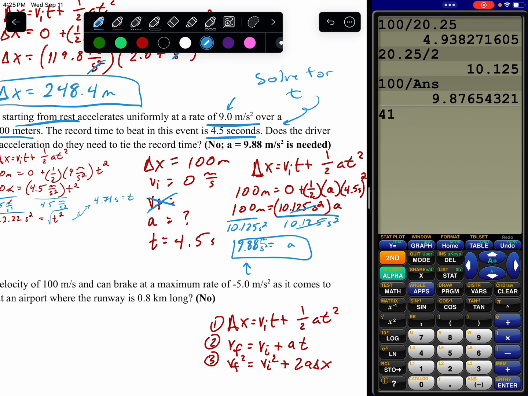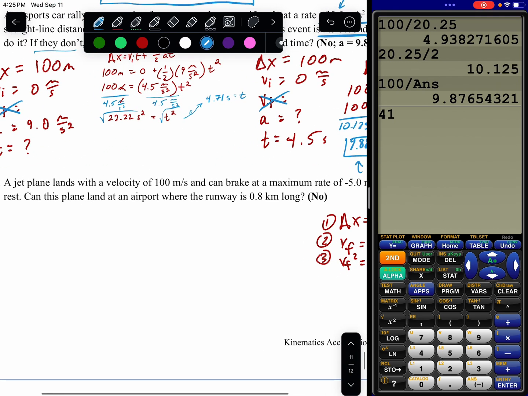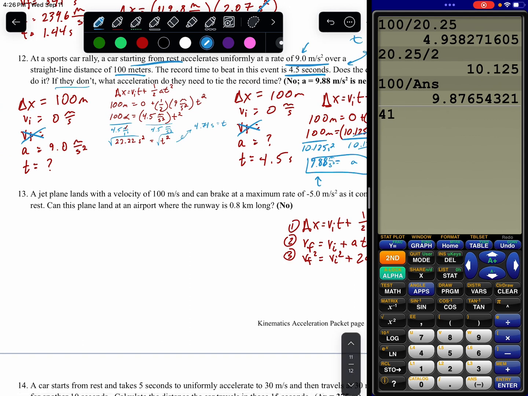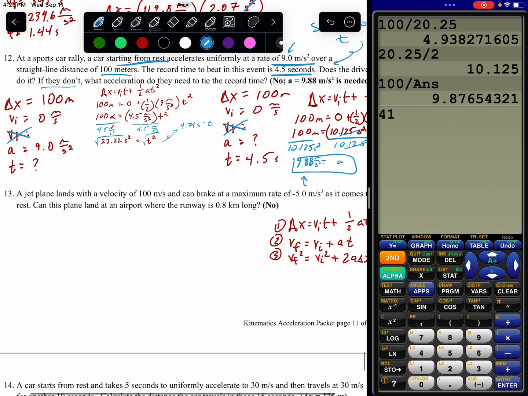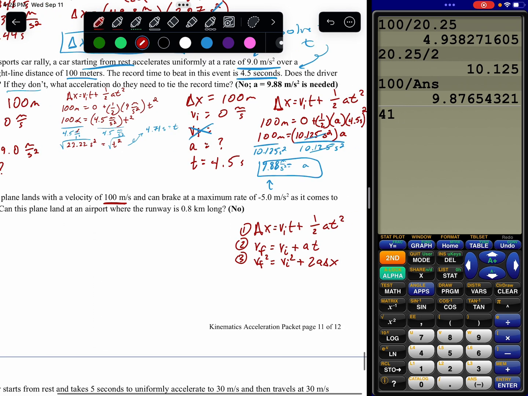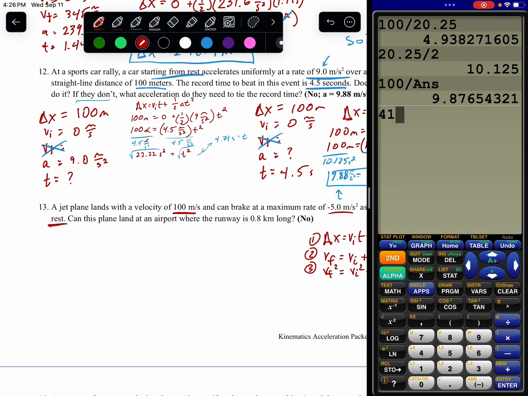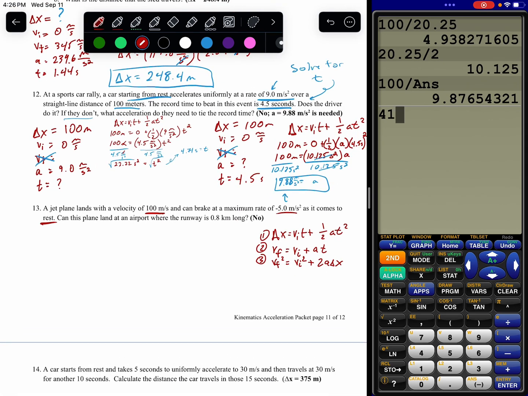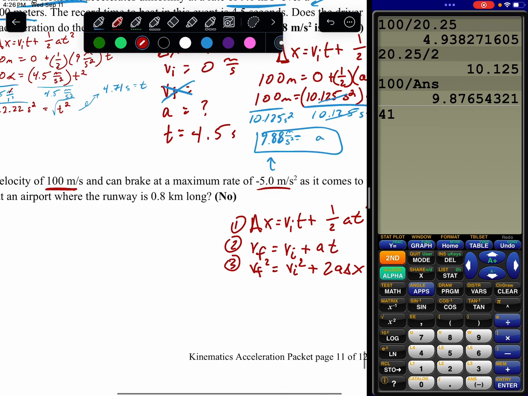Awesome. Let's go ahead and move on. A jet plane lands with a velocity of 100 meters per second and can brake at a maximum rate of negative 5.0 meters per second squared as it comes to rest. Awesome. So that tells us that our final velocity is going to be 0. Can this plane land at an airport where the runway is 0.8 kilometers long? 0.8 kilometers is the same as 800 meters.